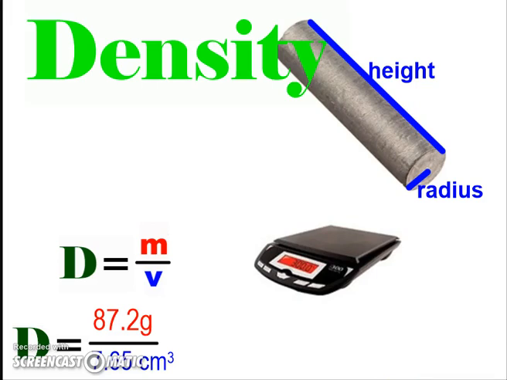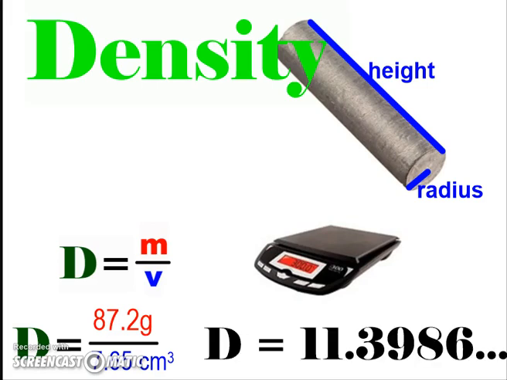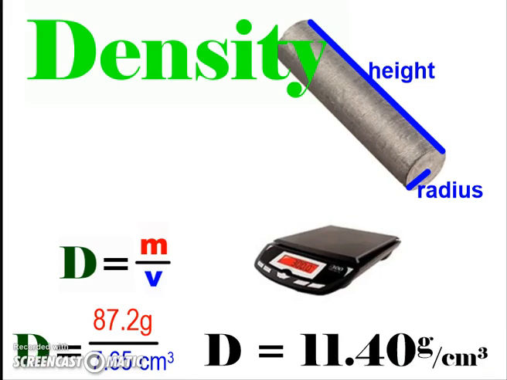Okay, and so now we can calculate it. 87.2 grams divided by 7.65 cubic centimeters. In my calculator, I get this value here of 11.3986, and so on. You just need to round to the nearest hundredth. But what kind of unit do you put on this? Well, it's grams over cubic centimeters, just like what you have in your calculation. And you just round it, remember I said to the nearest hundredth. And so you get 11.40 grams per cubic centimeter. When I look on the periodic table, remember it's 11.35. So that's not bad.